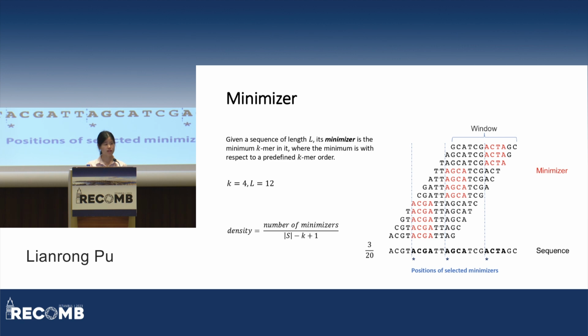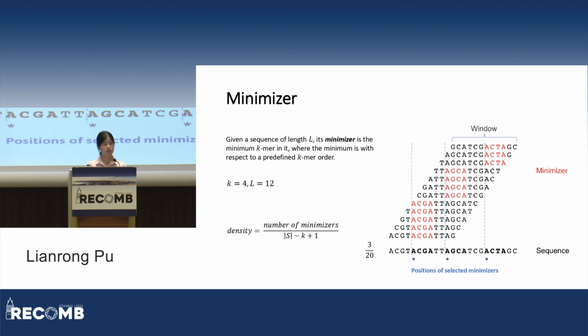Given a sequence of length L, its minimizer is the minimum k-mer in it, where the minimum is with respect to a predefined order. In the right figure, I show an example for k equal to 4, L equal to 12, and we use lexicographic order to compare k-mers. For the sequence at the bottom, we scan all subsequences of length L from left to right, and for each subsequence we select its minimizer, in red color. In total we selected 3 k-mers as minimizers.